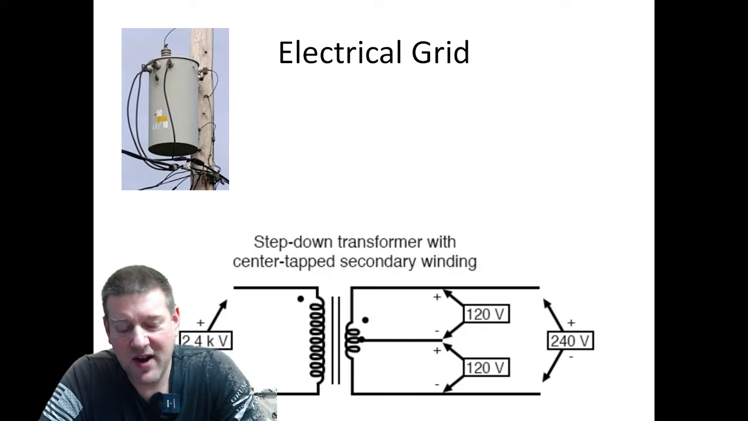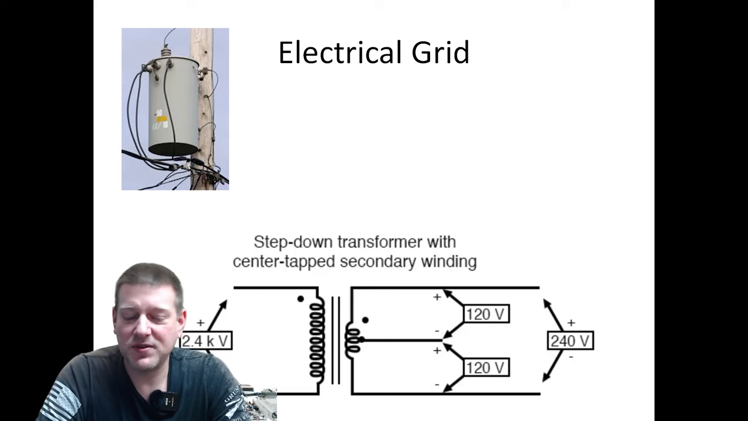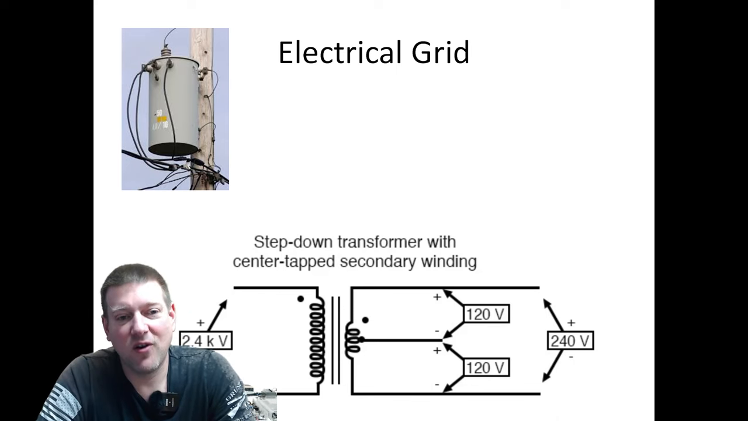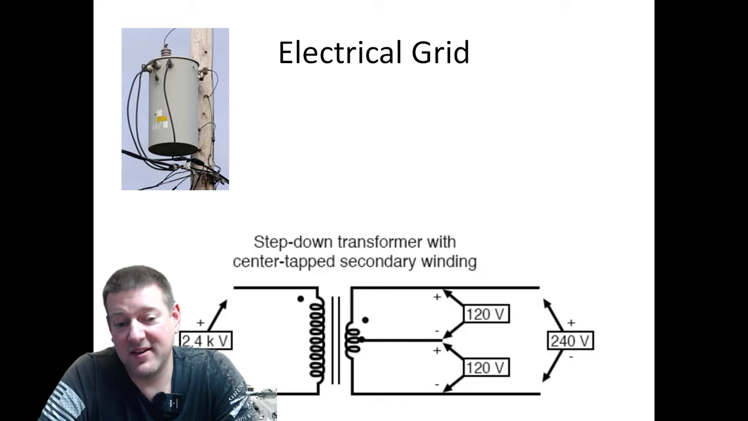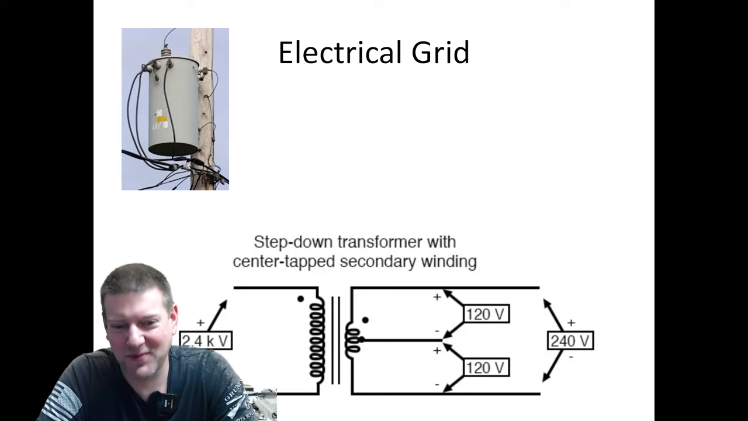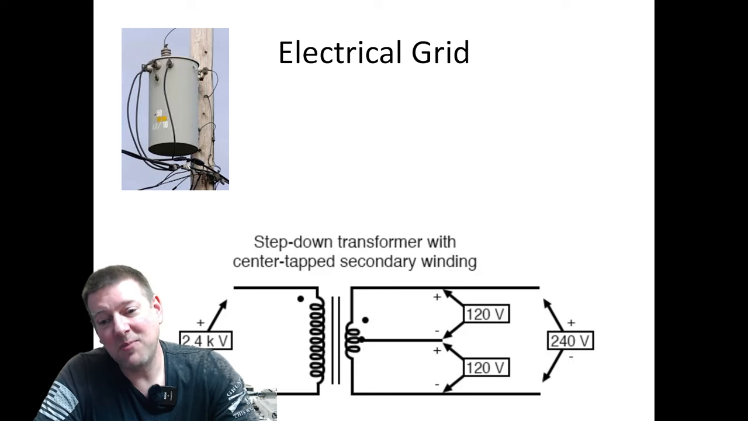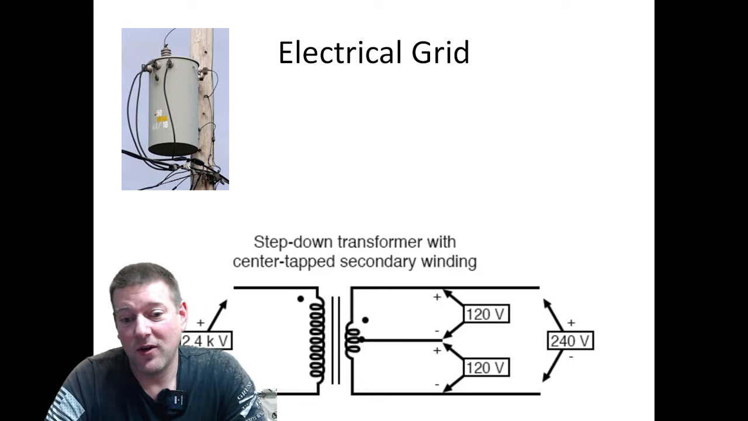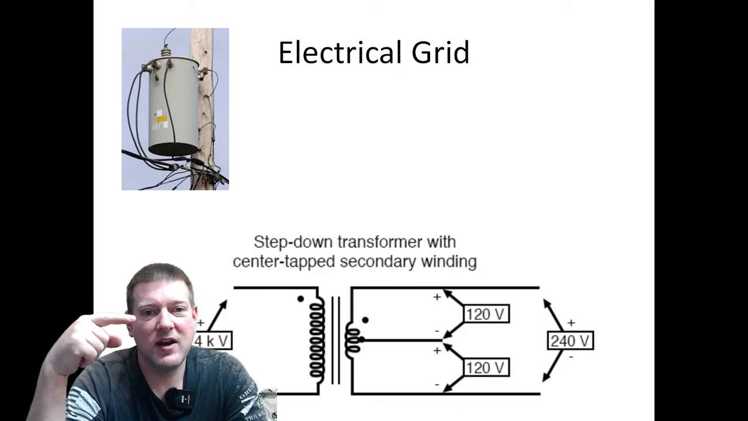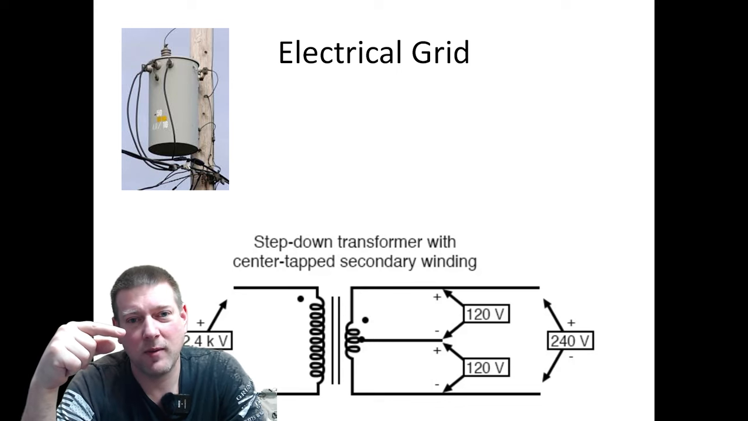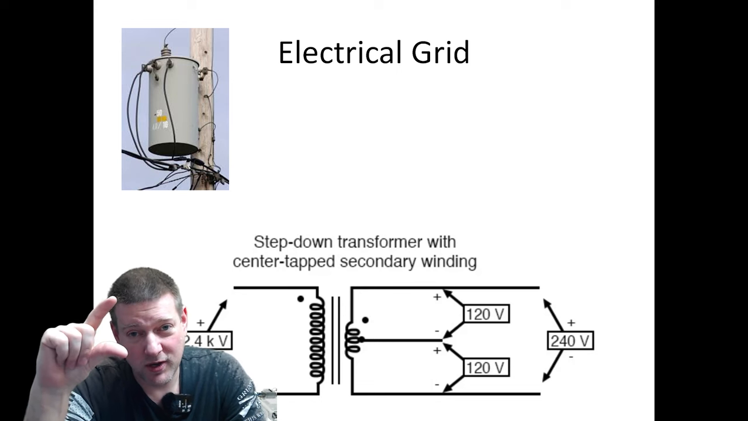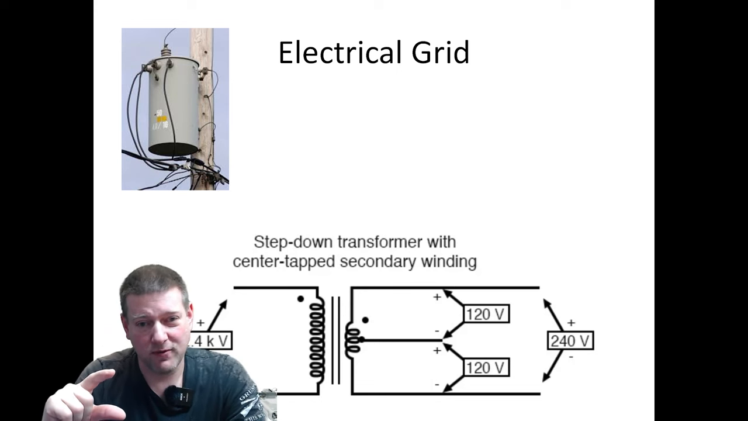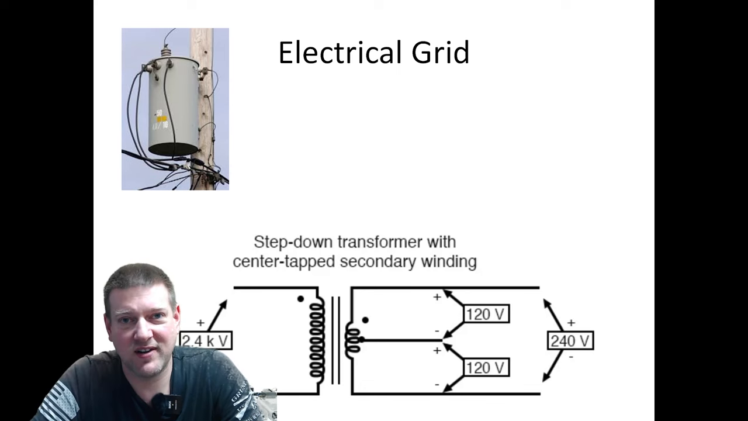You can see here in this diagram, although it says 2.4 kilovolts on the left, that's not necessarily always true. Sometimes it is a bit higher, like 7,000 some volts. But on the output side, the important thing to know is that we're actually dividing a 240 volt or 220 volt secondary. We're creating a tap in the middle of the transformer, and that tap leads to 120 volts potential and 120 volts potential with a neutral center tap.